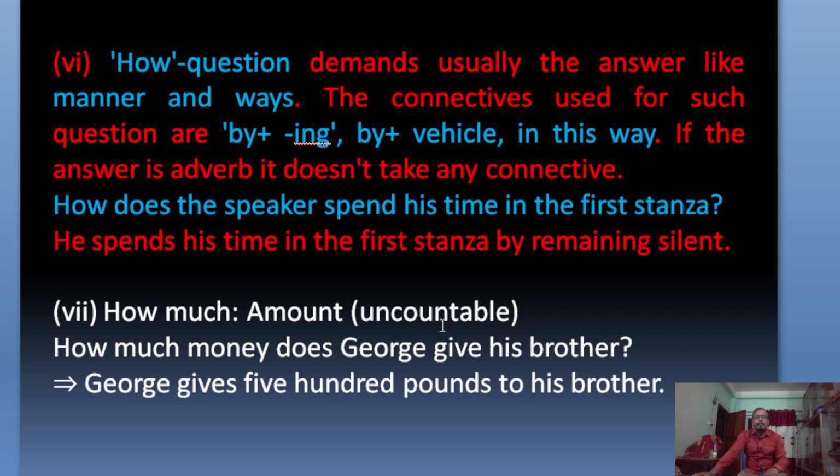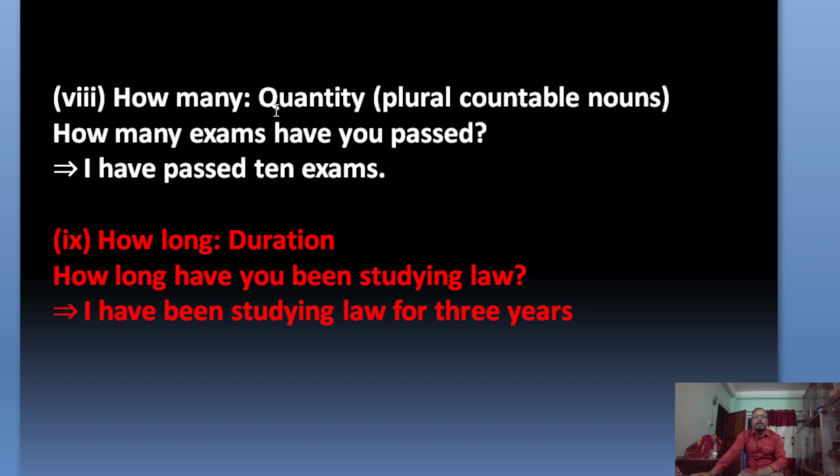How much: amount, uncountable. How much money does George give his brother? George gives, here does is present, so gives is also present. George gives 500 pounds to his brother. Now, after this, we must see how many. Quantity is here, plural countable nouns. How many exams have you passed? I have passed 10 exams. How long: durations. How long have you been studying law? I have been studying law for 3 years.